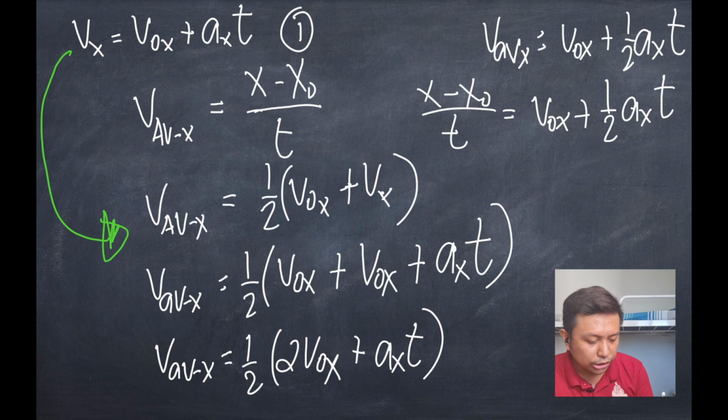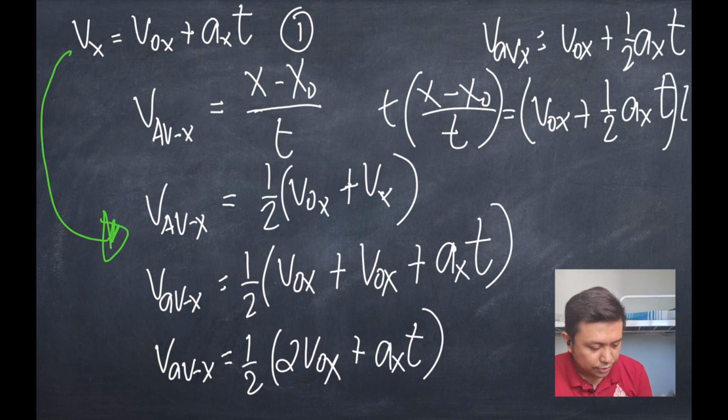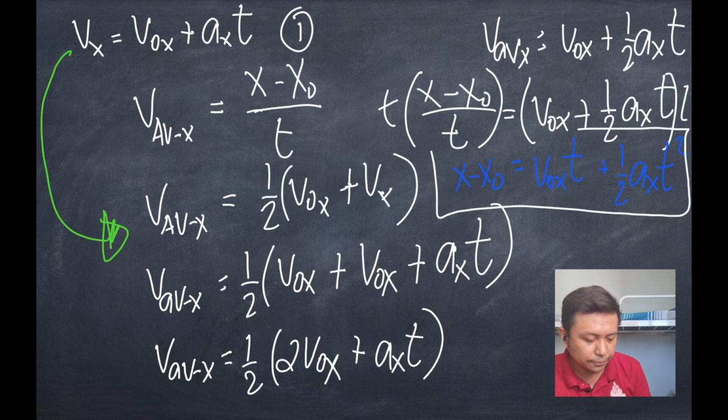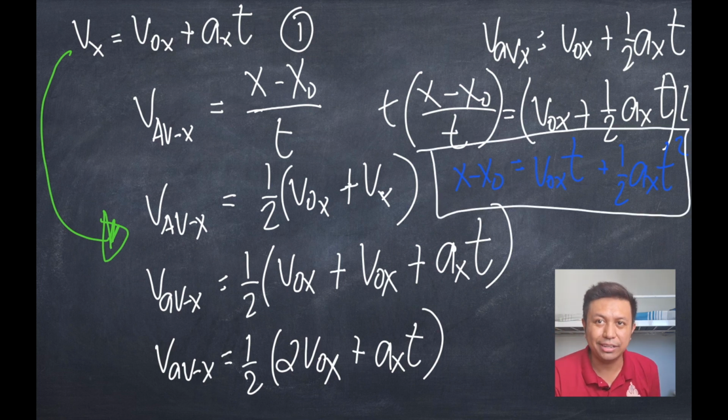Then, multiplying both sides by time, we now have the following: x minus x naught is equal to v naught of x times t plus 1/2 ax t squared. This is now our second kinematics equation. Alright, so now we have two equations for the kinematics equations. Let us summarize them.